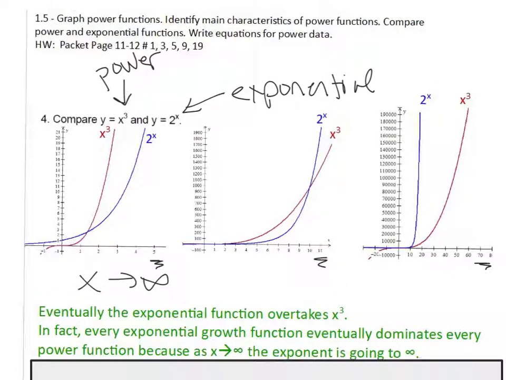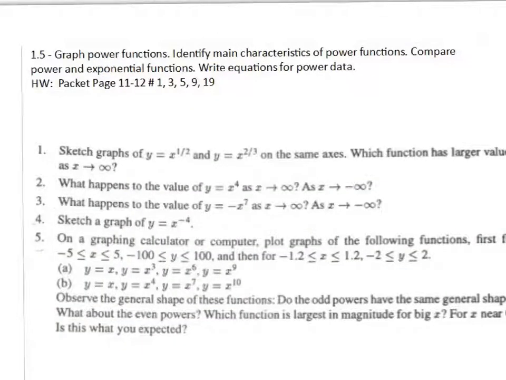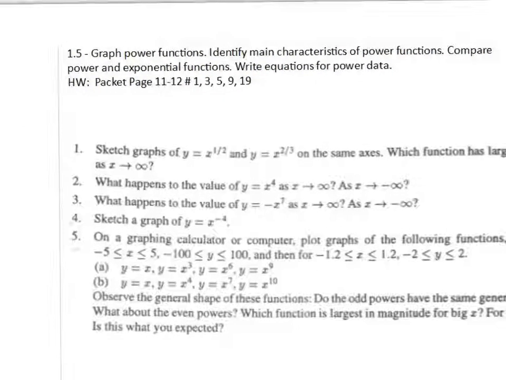Okay, and your homework is packet pages 11 to 12. Just these problem numbers. Make sure to check your calendar. We still have a quiz on Thursday. So here are your homework problems. 1, 3, 5. So don't do 2. There's extra. Don't do 2. Don't do 4. So just do 1, 3, 5, 9, and 19.